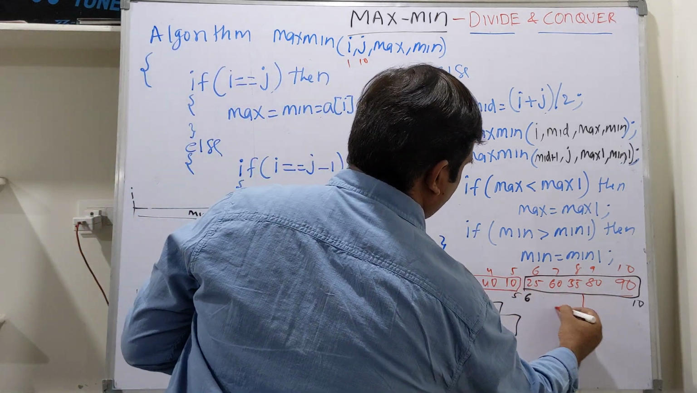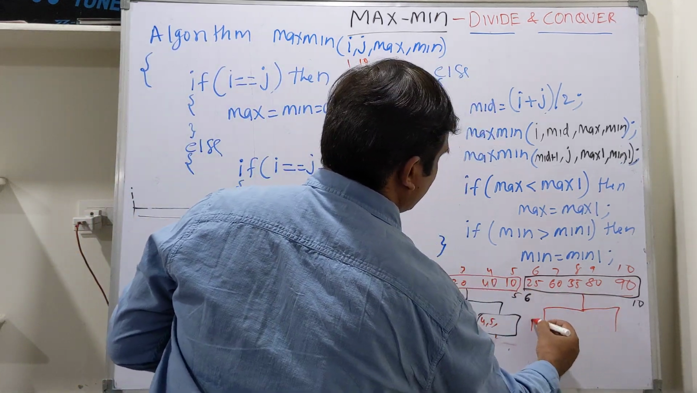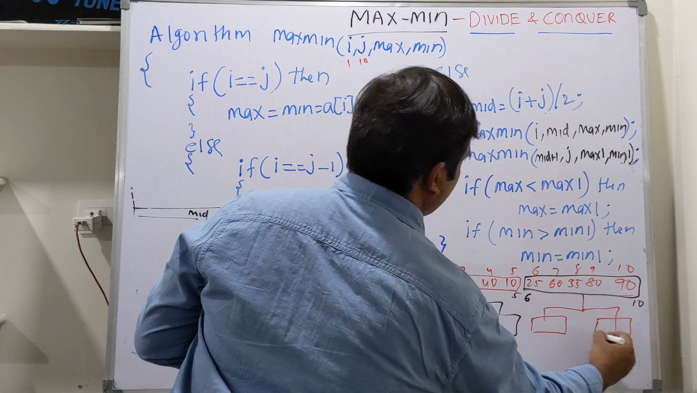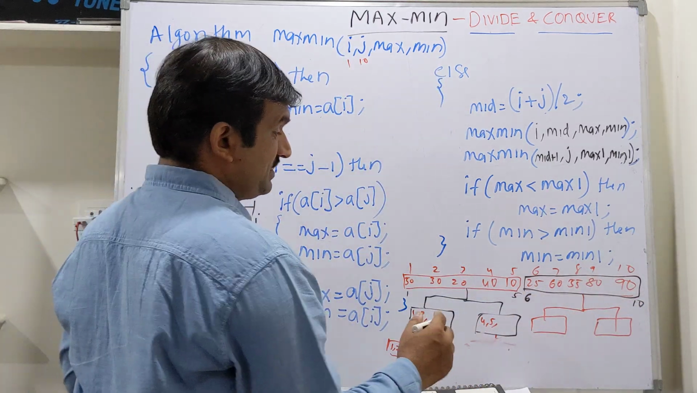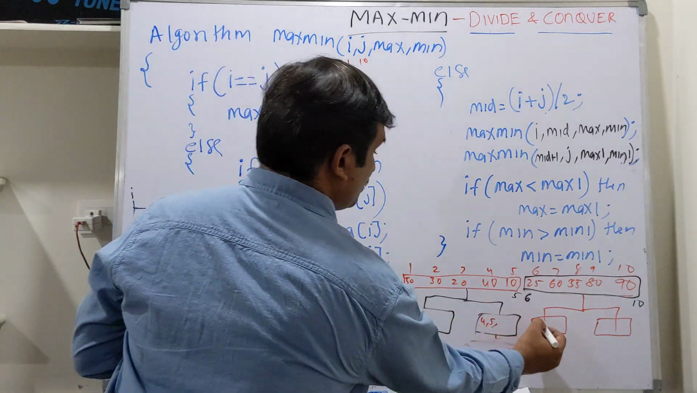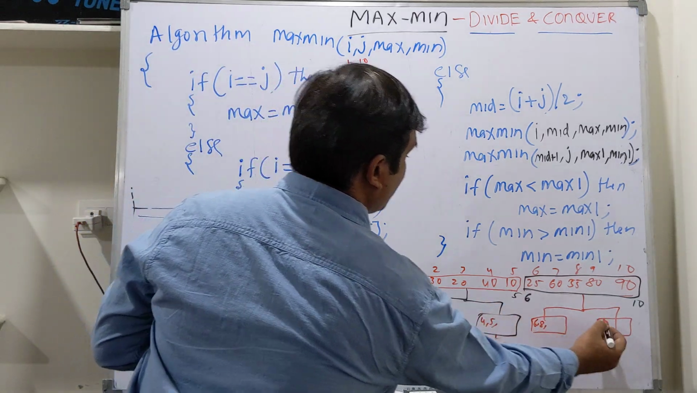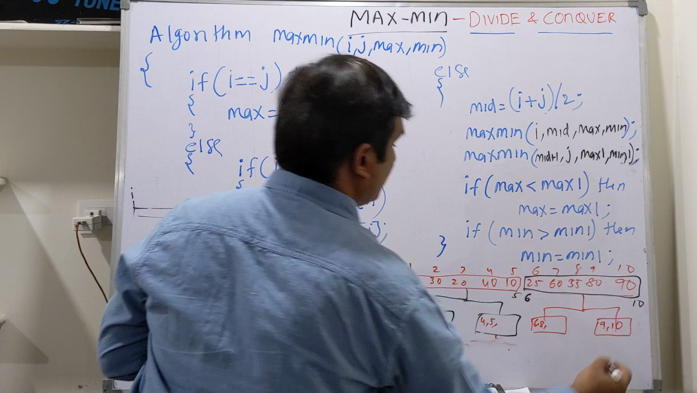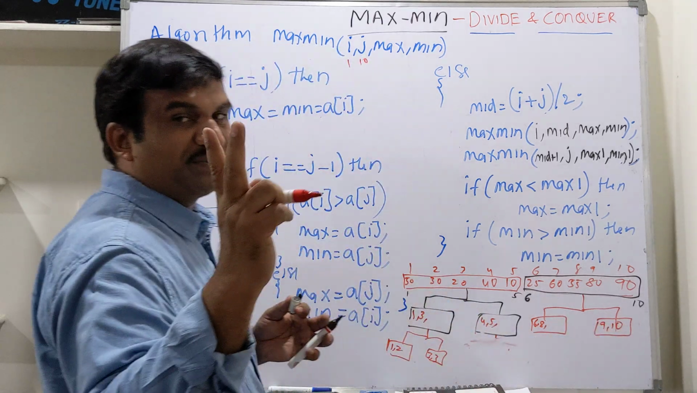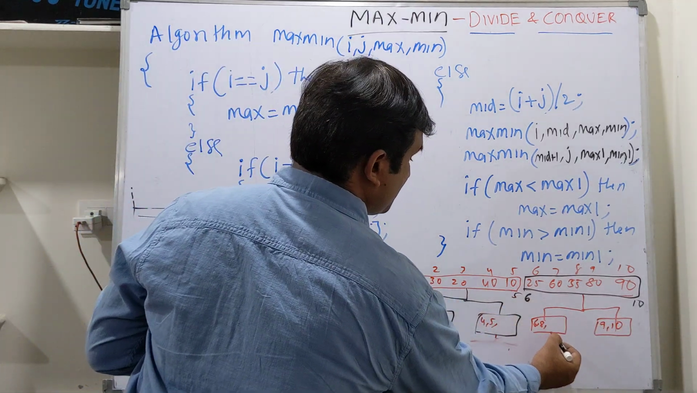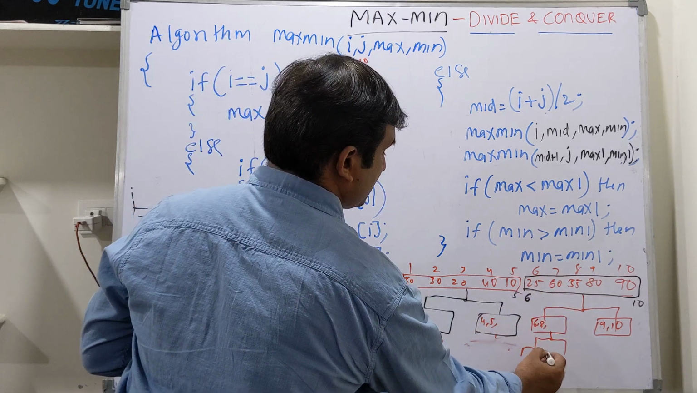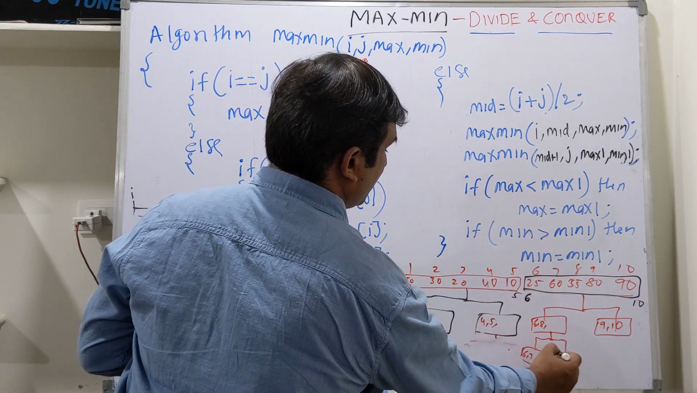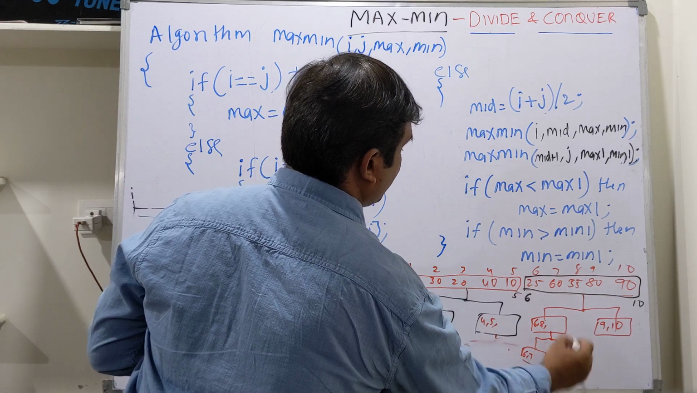Similarly, the second half will also be divided into two pieces, the first piece and the second piece. 6 plus 10 is 16, and 16 by 2 is 8. So 6 comma 8 and 9 comma 10. 9 comma 10 has only 2 elements, but 6 comma 8 has 3 elements: 6, 7, 8. Once again we divide: 6 plus 8 is 14, 14 by 2 is 7, giving 6 comma 7 and 8 comma 8.